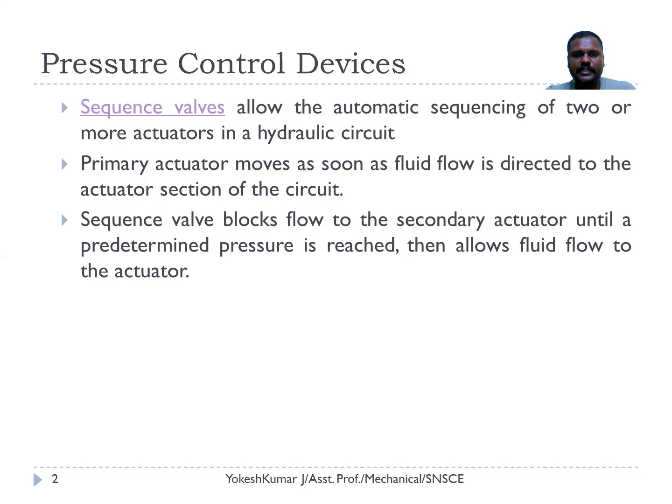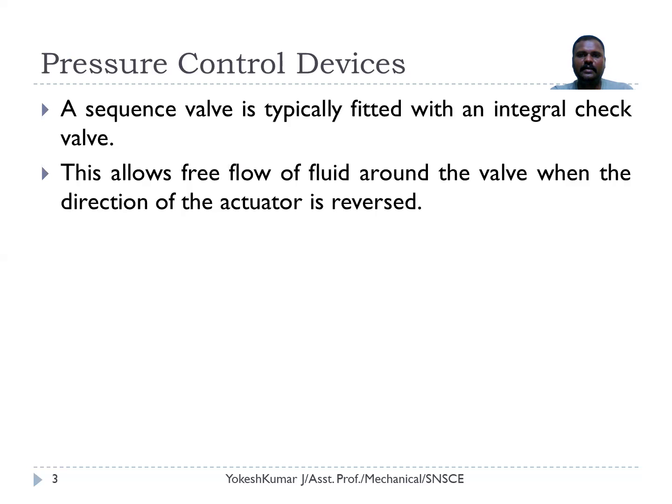The primary actuator moves as soon as the fluid flow is directed to the actuator section of the circuit. Then the sequence valve blocks the flow to the secondary circuit until the predetermined pressure is reached, then allows fluid to the secondary actuator. So the sequencing of cylinders can typically happen.